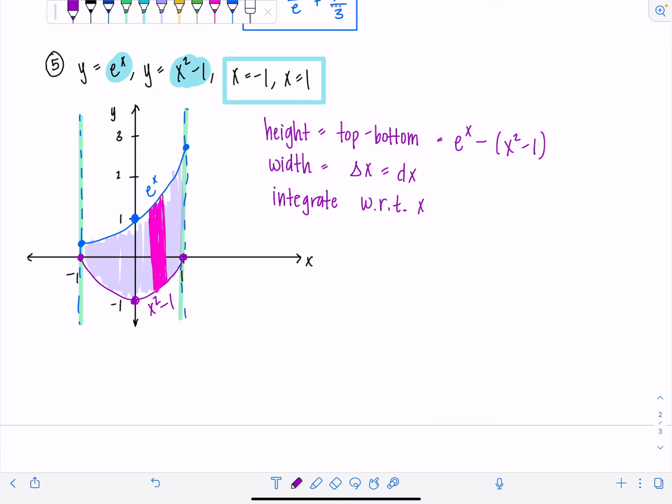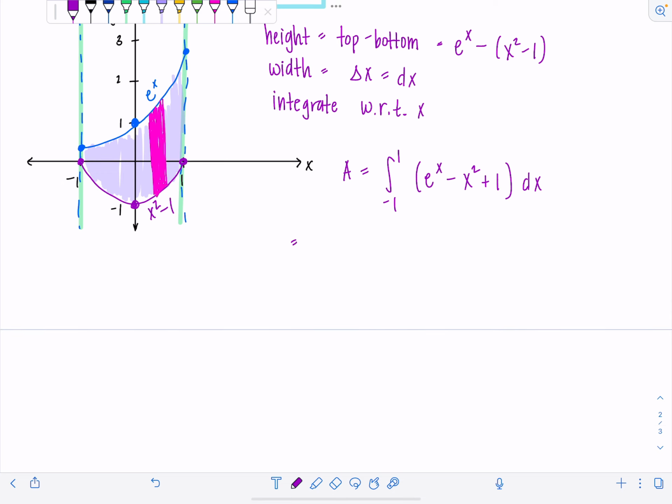All right, here we go. So area equals integral. We're going to go from -1 to 1 because they bounded it with the vertical lines for us that way. And then top minus bottom is going to be e to the x minus x squared plus 1 dx. Are you guys okay? I distributed that negative. Oh, good. This is so similar to the last integral that we did. Antiderivative of e to the x, e to the x. Antiderivative of x squared, 1/3 x cubed, and then minus that, plus x, from -1 to 1.